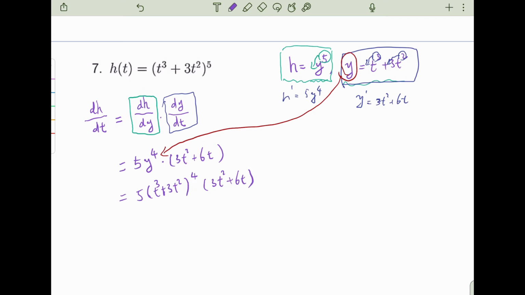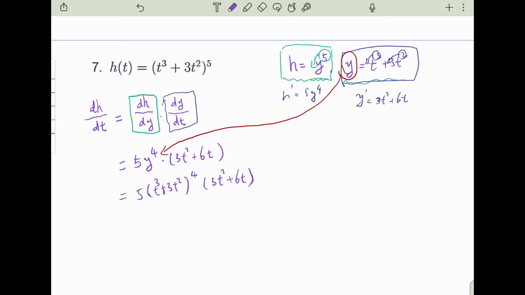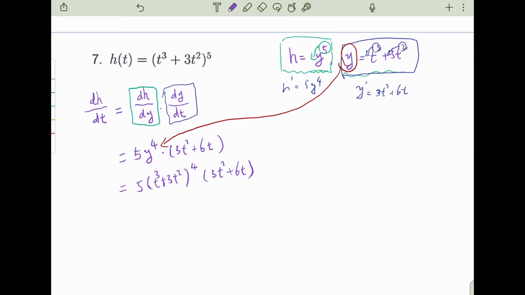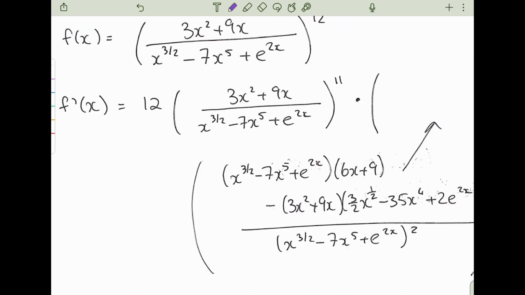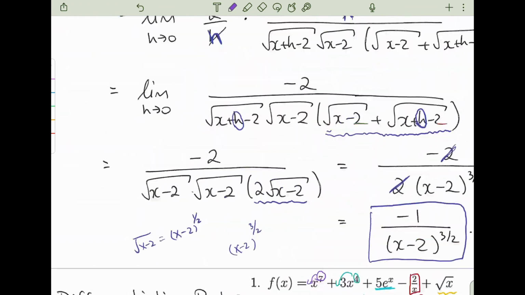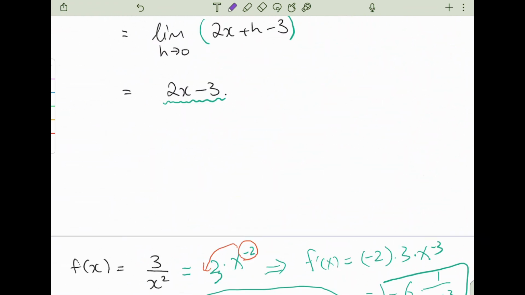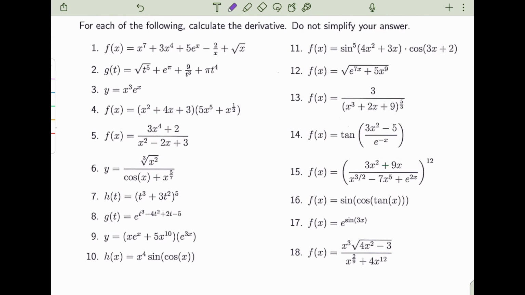We need to know which one is the most outside function, which one is the most inside. Otherwise, it will be very confusing. So that is our question 7. Now move on to the next one. Question 8.